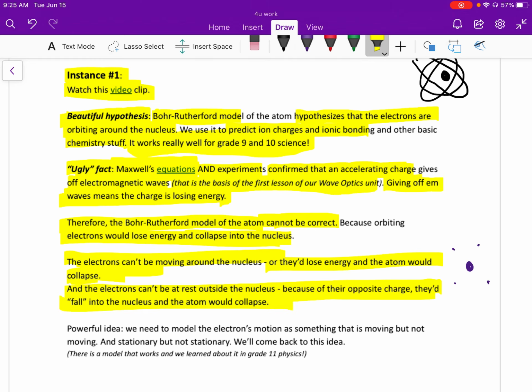That was a problem. We need to remodel the electron, remodel the whole atom, but somehow we need those electrons to be moving, but not moving. They can't stand still or they'll collapse, but they can't be moving or they'll collapse. So there is an answer to this riddle. We actually talked about it in grade 11 physics. We'll come back to it later.